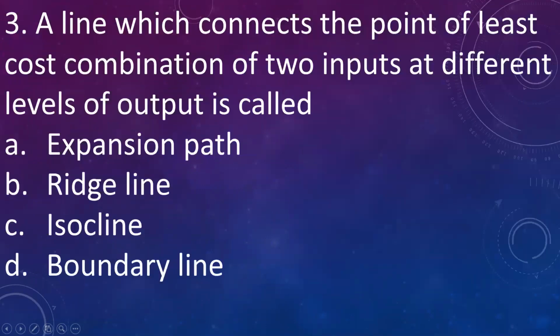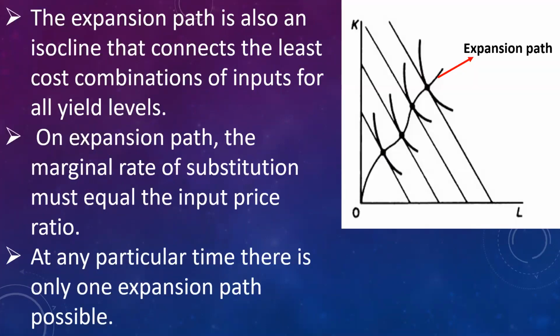And a line which connects the points of least cost combination of two inputs at different levels of output is called: A. Expansion path, B. Ridge line, C. Isocline, D. Boundary line. Answer is expansion path. The line which connects the least cost combinations at different levels of output is called the expansion path. Here in this graph, this line passing through all isoquants at the points of tangency of isoquant and isocost curve is called the expansion path. Expansion path connects the least cost combinations of inputs.